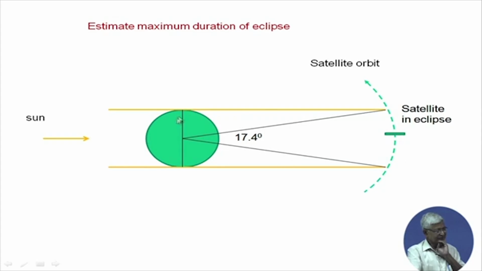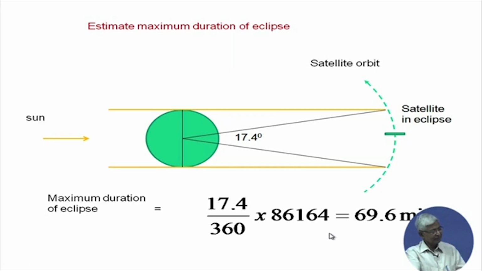By this figure you can make out that, from the center of the earth, the same 17.4 degree will cover from here to here, that is the shadowed period. So as the earth rotates, the satellite also rotates like this. So what is this duration? That is a fraction of 360 degree, 17.4 degree fraction of 360 degree. So the maximum duration of the eclipse is 17.4 by 360 of the earth's revolution, one sidereal day, 86164 seconds. In terms of minutes, it will be roughly about 70 minutes.